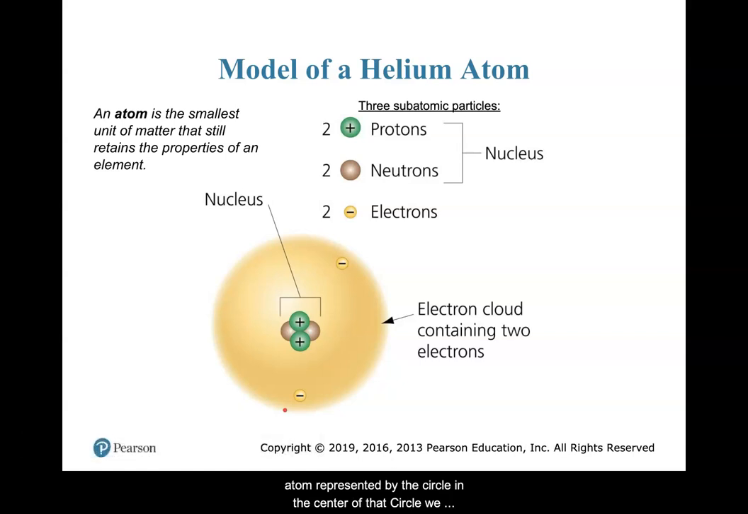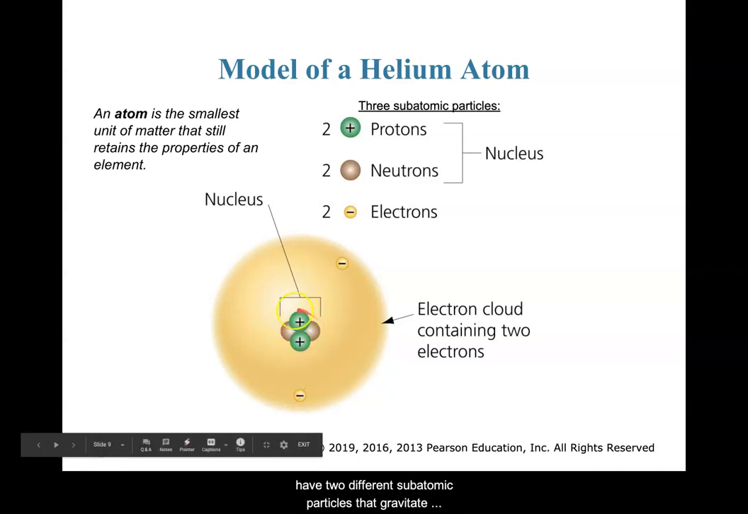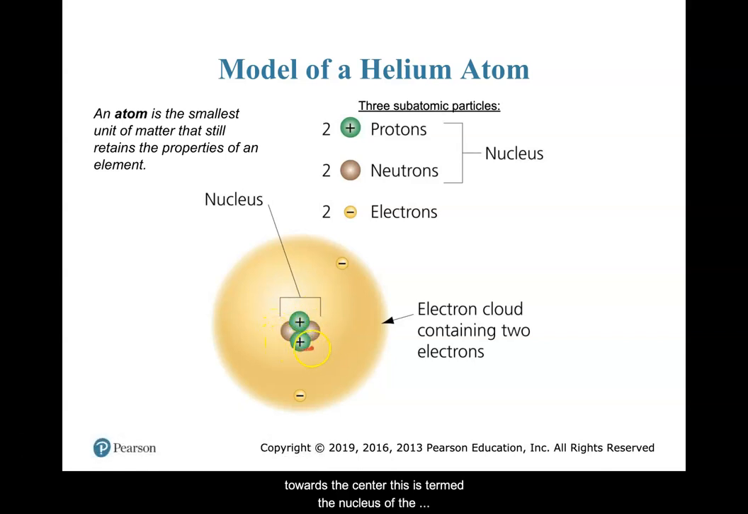Here I have an atom represented by the circle. In the center of that circle, we have 2 different subatomic particles that gravitate towards the center. This is termed the nucleus of the atom, the center of the atom. And here you will find protons. Here there are actually 2, since I'm discussing helium. And protons are named so for their positive charge, P for positive. They're located in the nucleus.